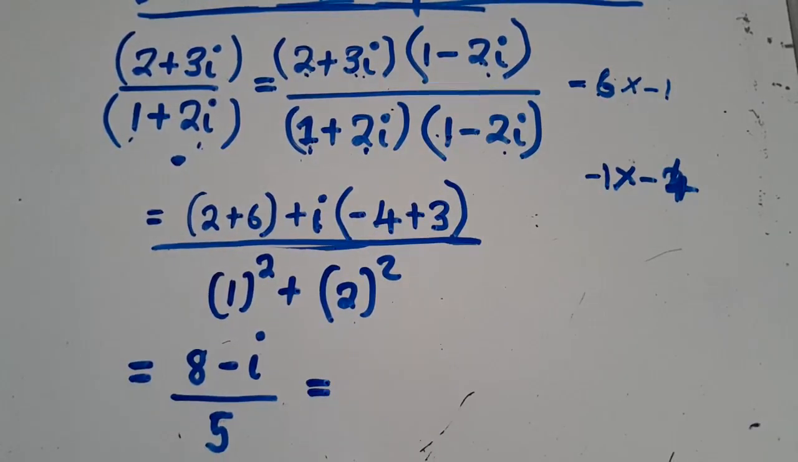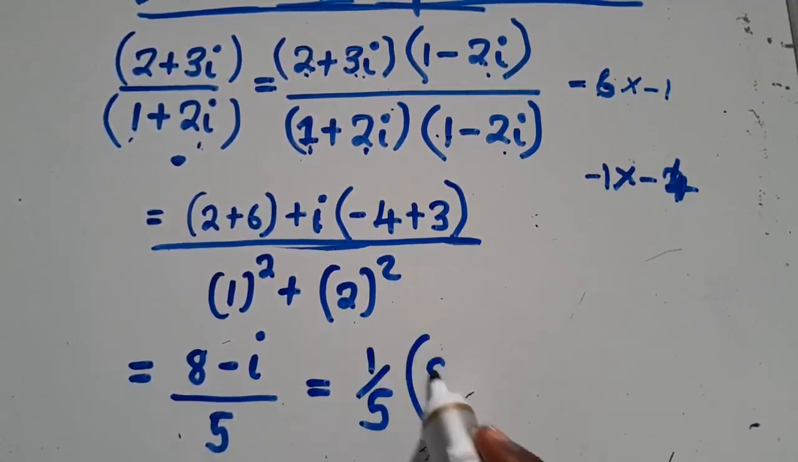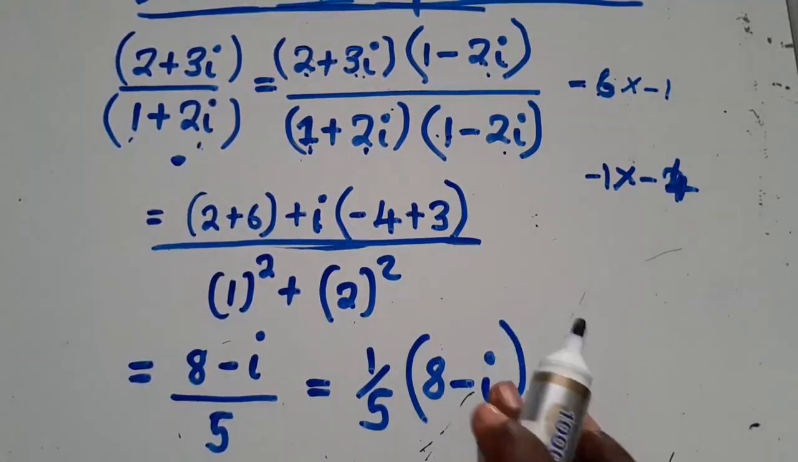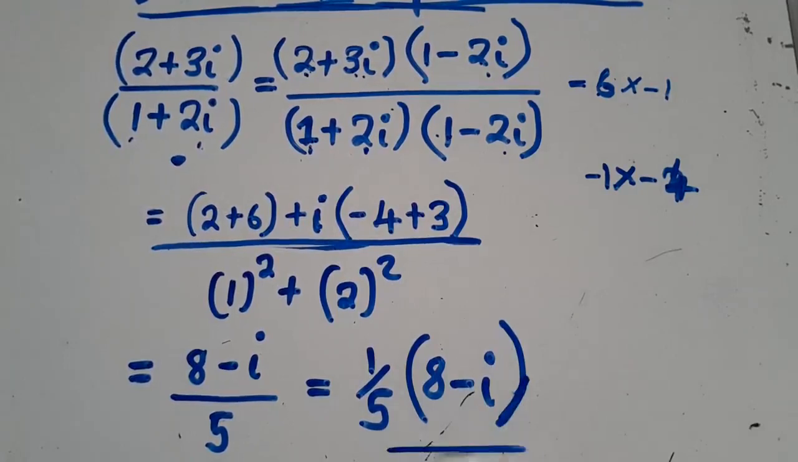If you want, you can just say this is 1 over 5, then you do this. This is 8 minus i. This is just one and the same thing. So this is your answer. This is what you are supposed to do. These are simple things that you can't fail to do. So when you're given a question, these are some of the things that you are supposed to follow.